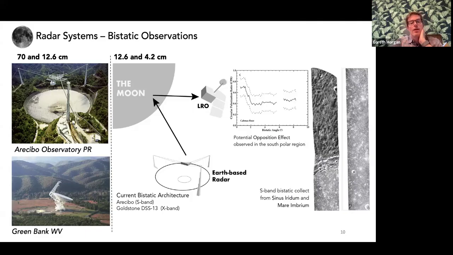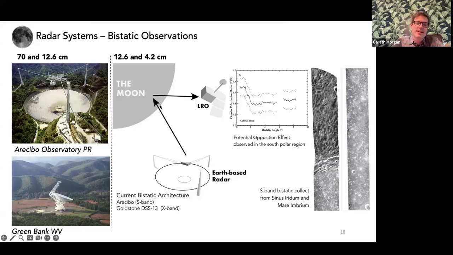With Mini-RF, here on the right, Mini-RF was designed as a monostatic radar system, which means it transmits and receives from the same instrument as it orbits the moon. Unfortunately, back in 2010, its transmitter failed, but nevertheless that hasn't stopped us from collecting data. And so we also operate that in bistatic mode. We used to use Arecibo to get S-band data, or 12.6 centimeter. But more recently, since Arecibo failed, we use the Goldstone antenna in California to do the shorter wavelength, 4.2.